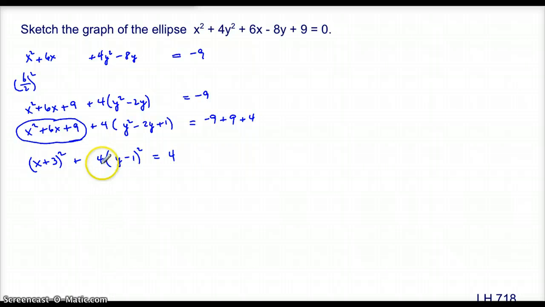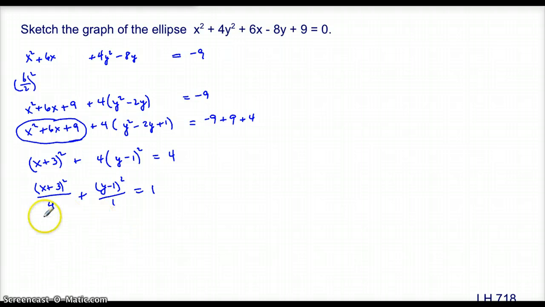Now I'm going to divide out this 4, because this 4 isn't part of my standard form of the equation of an ellipse, so I'm going to divide everything by 4, and I'm going to get x plus 3 squared divided by 4 plus, dividing this by 4 just cancels the 4s, so I get y minus 1 squared, and I'm going to put a denominator of 1 just so it looks like the equation properly, equals 4 divided by 4 is 1. Okay. So that is the equation of our ellipse.